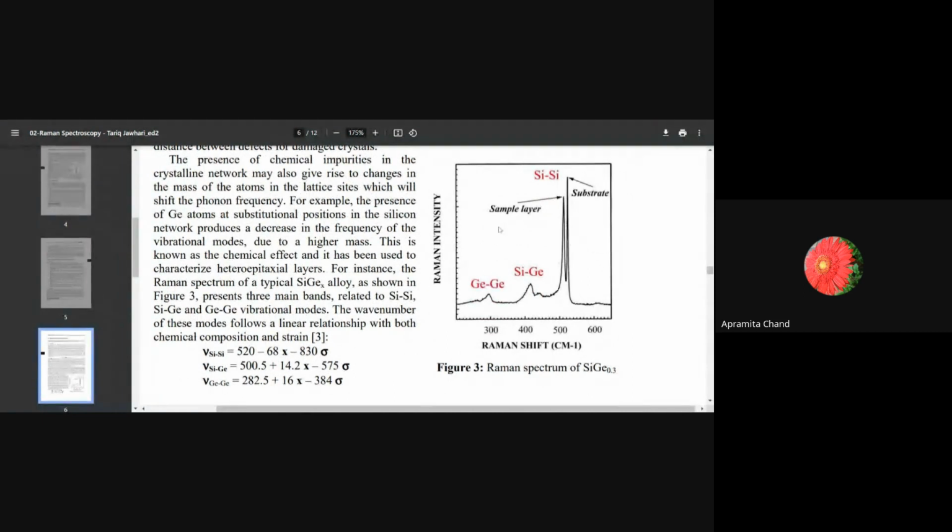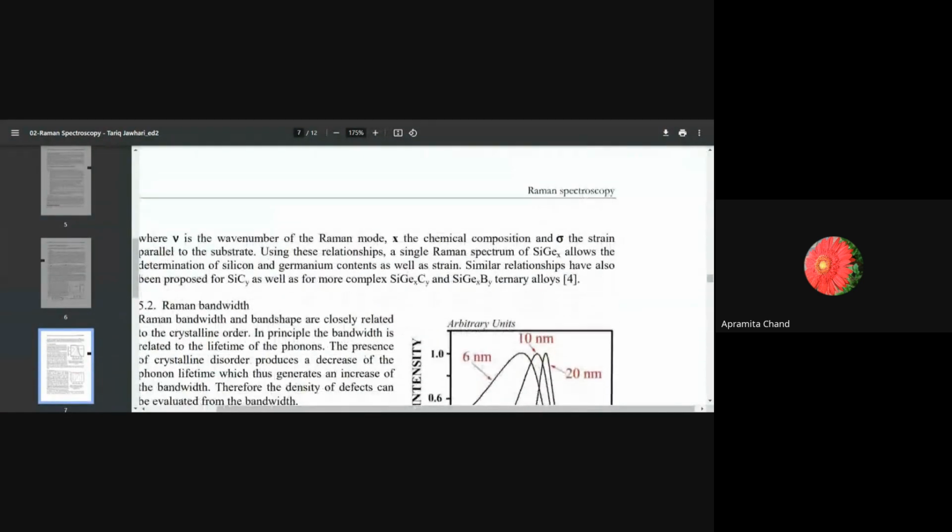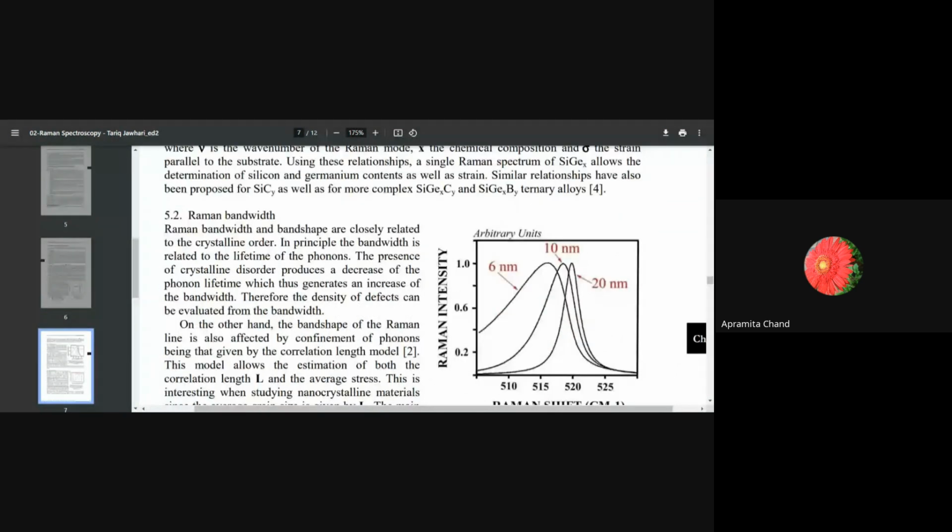Here is an example of SiGe 0.3. You can see it's an alloy and it has three main bands which relate to the silicon-silicon, silicon-germanium and the germanium vibrational modes. The next quantity that you can find out is Raman bandwidth, and bandwidth is usually related to the lifetime of the phonons.